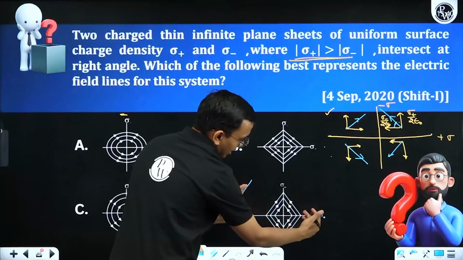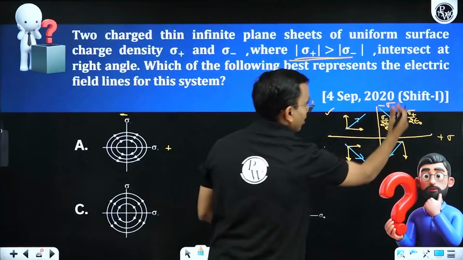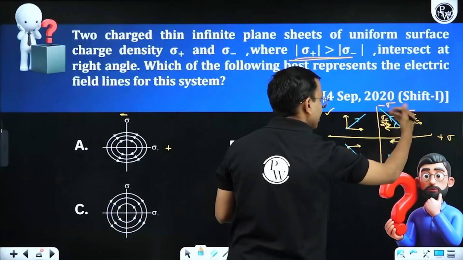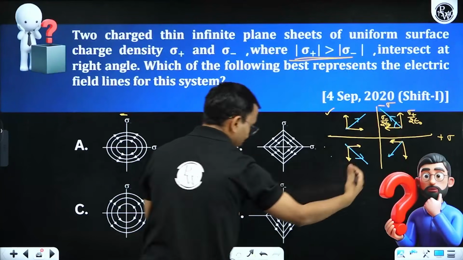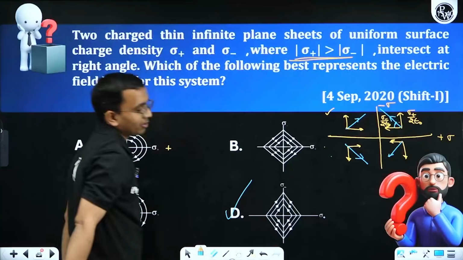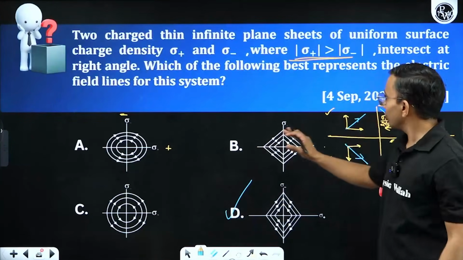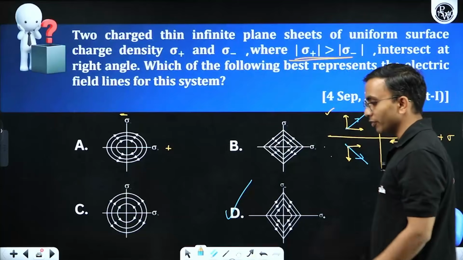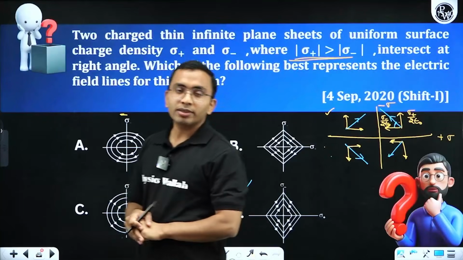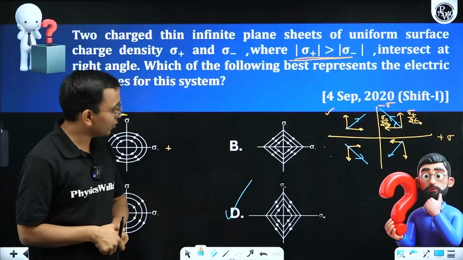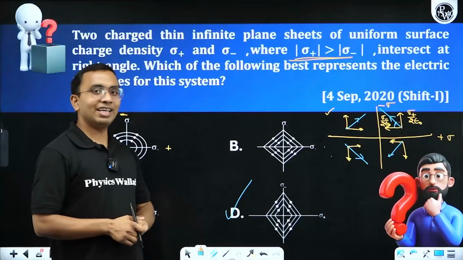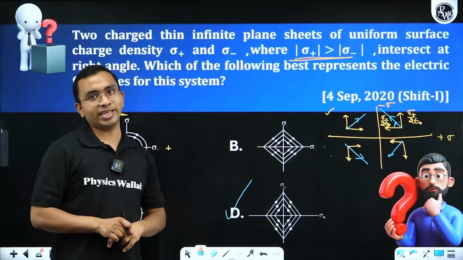If that is there, sigma plus is greater, so this vertical component will be greater, this angle will be greater than 45 degree, so it will become a bit compressed like this. Understood it? This question was asked in September 2020, but many of the students were confused. B and D both are similar, so which one was correct?